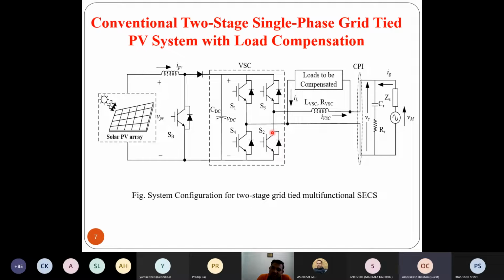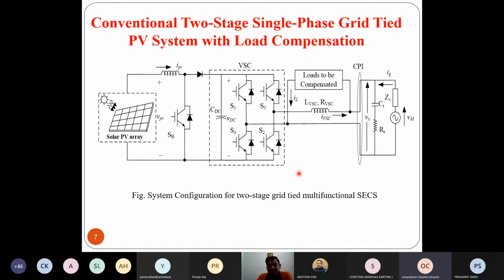What is the mandatory condition with this two-stage grid-tied system? Grid must be there. If grid is not there, we cannot operate it. We have to switch off this VSC. So the moment when there is islanding in the system, again VSC will be switched off. So again the utilization factor is still poor in this system.